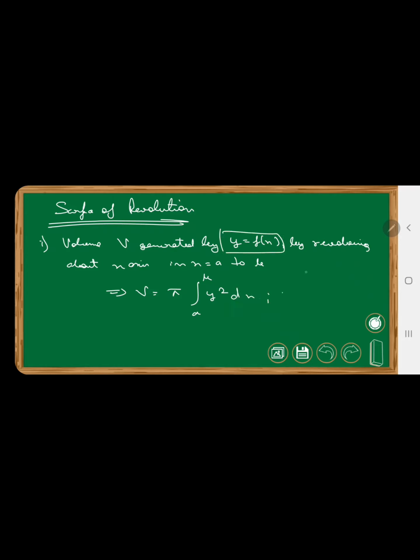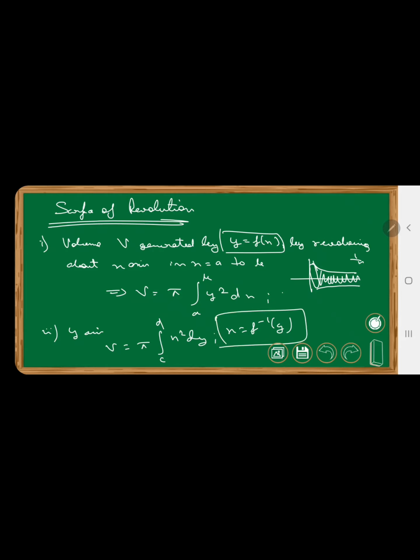Clear? What we mean by revolution is, suppose you have y equals 1 over x, and if you revolve it around the x axis, this is the volume. Clear? The same thing you can do about the y axis. If you do it for the y axis, then V equals pi times the integration from c to d of x square dy, where x equals f inverse of y. That is the inverse function. I guess you can understand this at this level. This is about the volume.